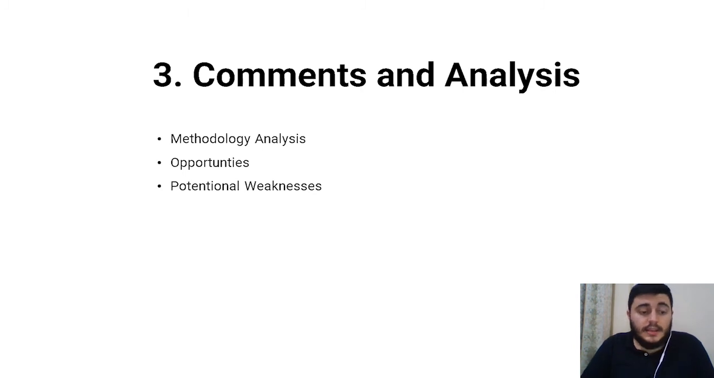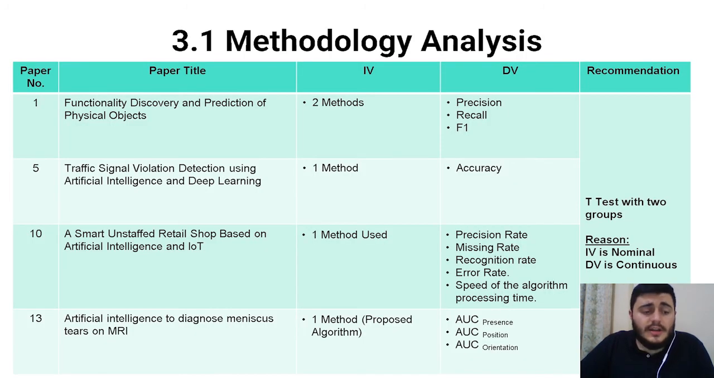In this section, we are going to share our comments and analysis, starting with the methodology analysis, then the opportunities we could analyze, and then the potential weaknesses we can suggest. We have identified 7 papers where the independent variables are nominal and are either one or two methods, and the dependent variables can be multiple but continuous.